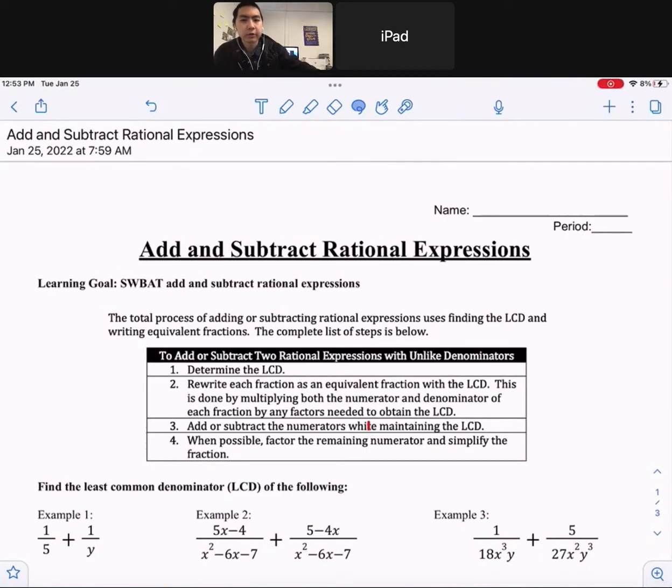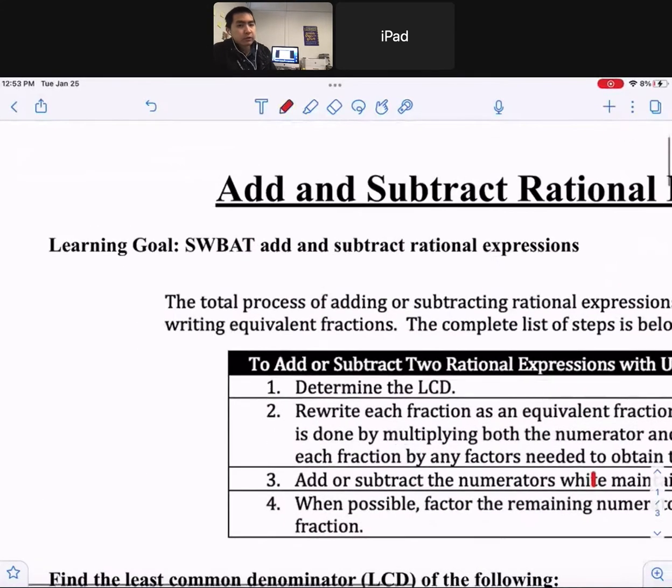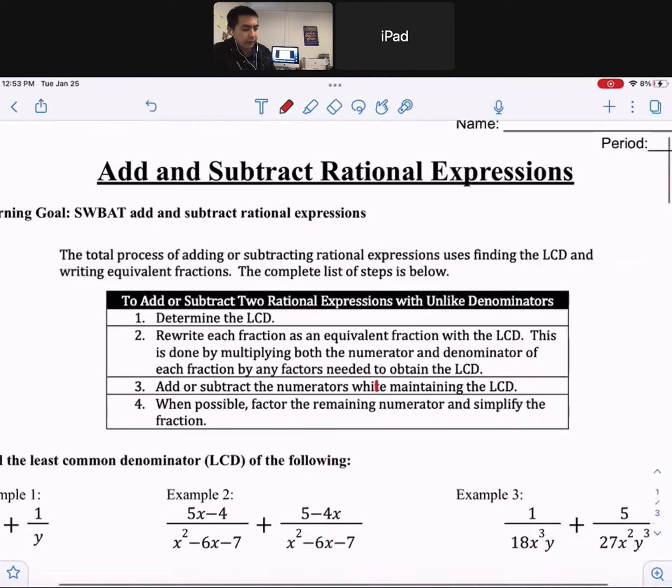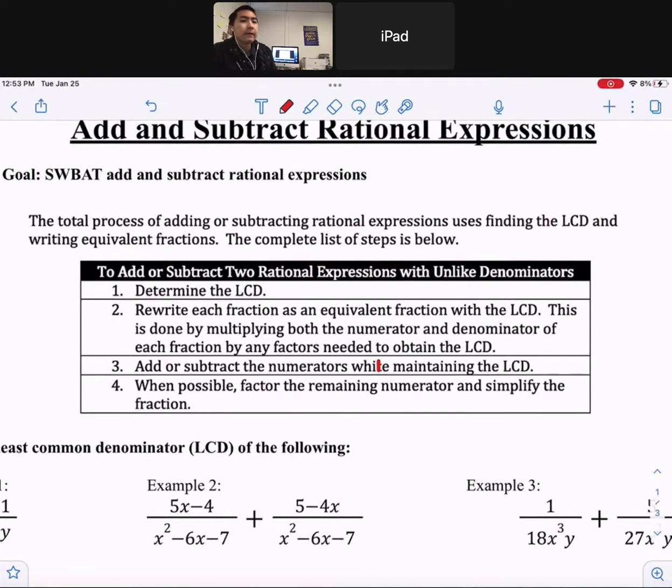Hey guys, so here's your note on adding and subtracting rational expressions. Students will be able to add and subtract rational expressions from this lesson today. The total process of adding or subtracting rational expressions uses finding the LCD and writing equivalent fractions. The complete list of steps is below to add or subtract two rational expressions with unlike denominators.